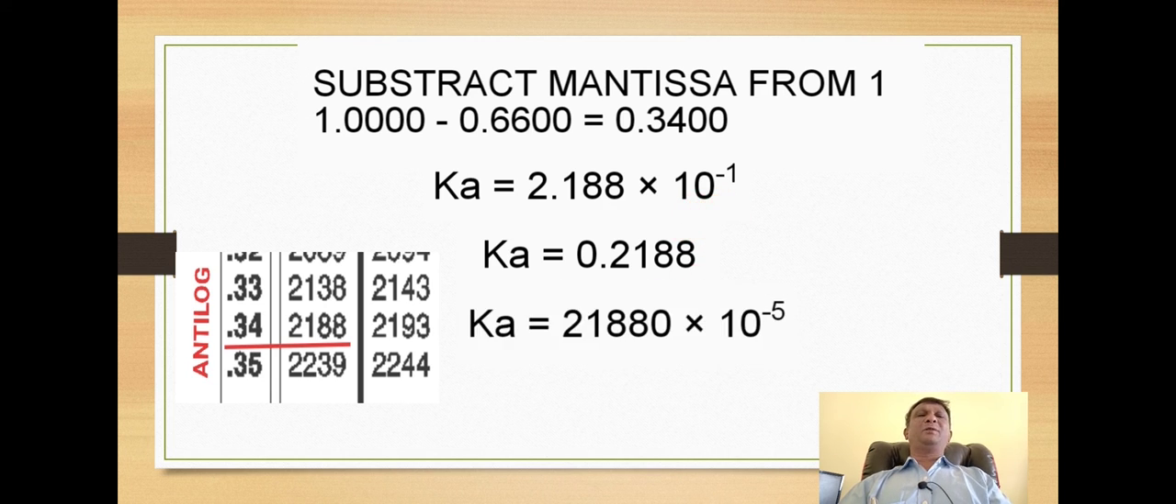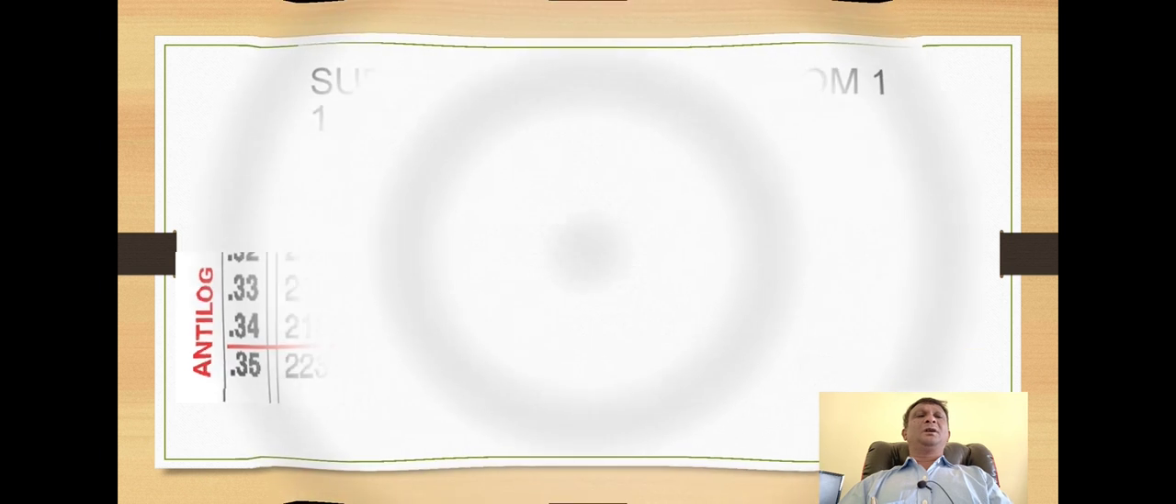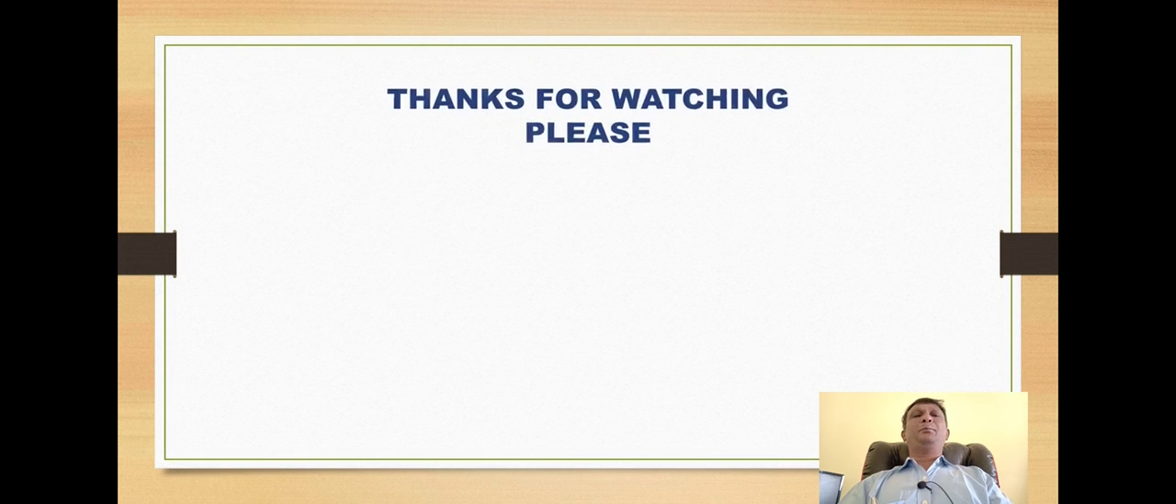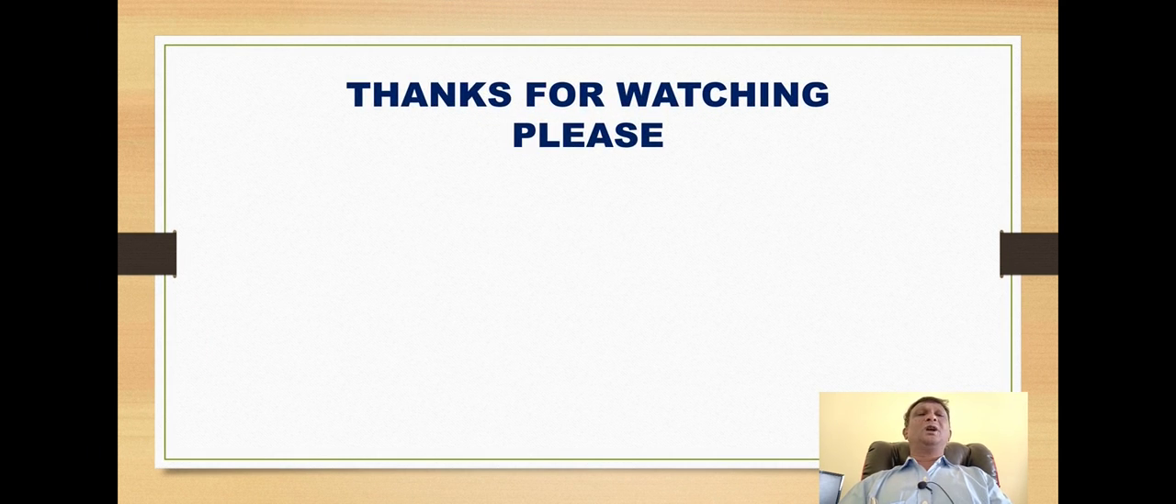If we further simplify it, it will become 21880 into 10 to power minus 5, and this is the Ka value of trichloroacetic acid, which is indicated in the literature. So dear student, that is all about the conversion of the pKa value to the Ka value.